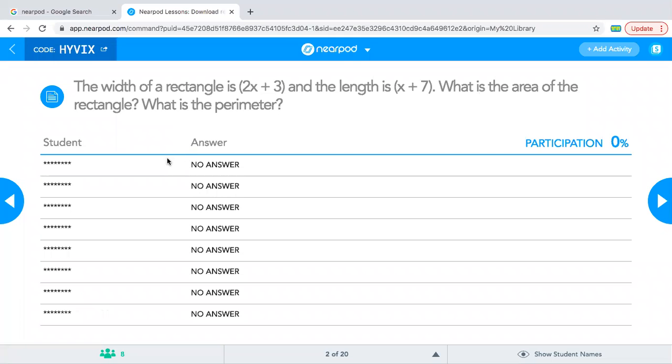The width of a rectangle is 2x plus 3, and the length is x plus 7. What is the area of the rectangle? So let's answer that question first. How do I find the area? Length times width, right? Multiply. How do I multiply?